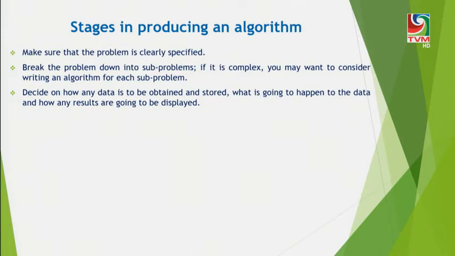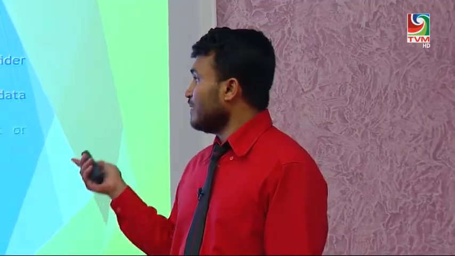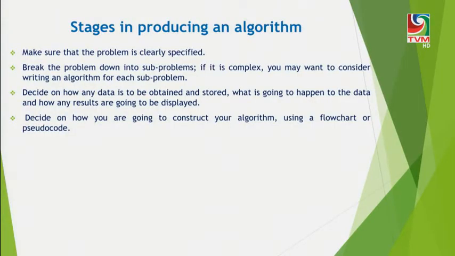Now the third step says decide how any data is to be obtained and stored, what is going to happen to the data, and how any results are going to be displayed. You have to plan how you are going to collect your data, how the results should be, and how you analyze your data. Everything should be planned before you start the algorithm. And the next step is you have to decide how to construct your algorithm. I already explained to you there are two ways to construct your algorithm. One is pseudocode, the second one is flowchart.